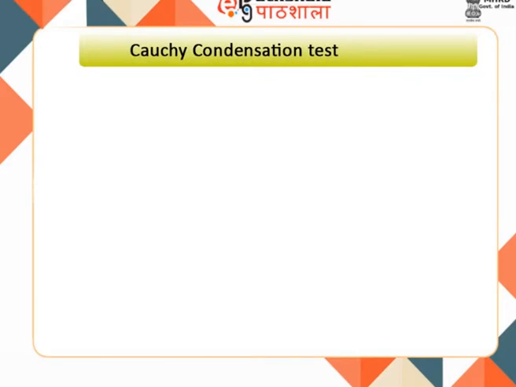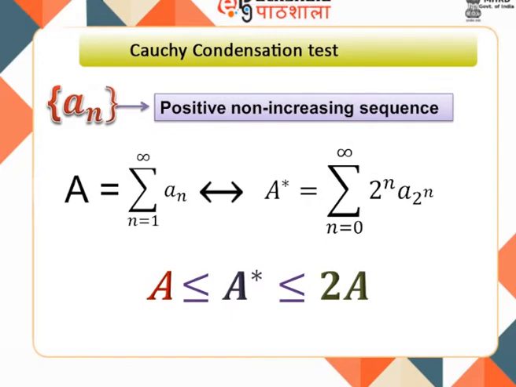Cauchy condensation test. Let an be a positive non-increasing sequence. Then the sum A is equal to summation of an, where n goes from 1 to infinity, converges if and only if the sum A star is equal to summation of 2^n a_(2^n), where n goes from 0 to infinity, converges. Moreover, if they converge, then A is less than or equal to A star is less than or equal to 2A holds.